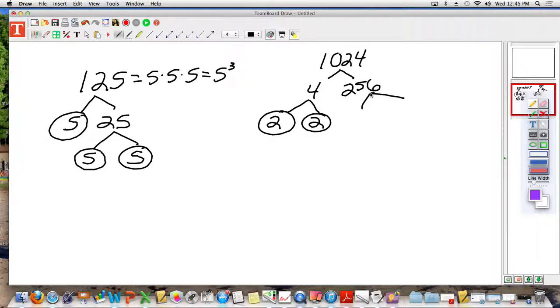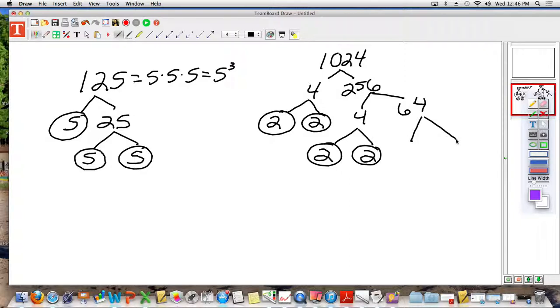256. Let's start working on that. And let's try a bigger number than 2. What about 4? Try dividing 4. 4 and 64 will work. So I'm going to write this as 4 and 64. Neither of these are prime, so I'm going to go to the 4, and I'm going to write 4 as 2 and 2. I'm going to circle them.